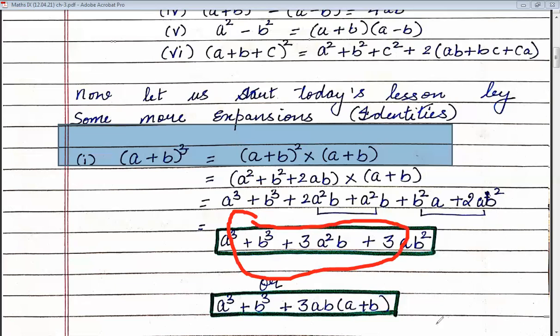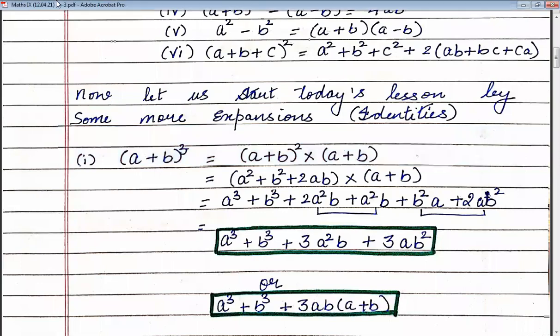Children, you can write this in one more form. You can write this formula as a cube plus b cube plus 3ab multiplied by (a plus b). Let me repeat one more time: (a plus b) whole cube can be written as a cube plus b cube plus 3ab times (a plus b). You can use this identity, or you can use this one also: a cube plus b cube plus 3a square b plus 3ab square. Okay children, I hope you are clear with this special product.